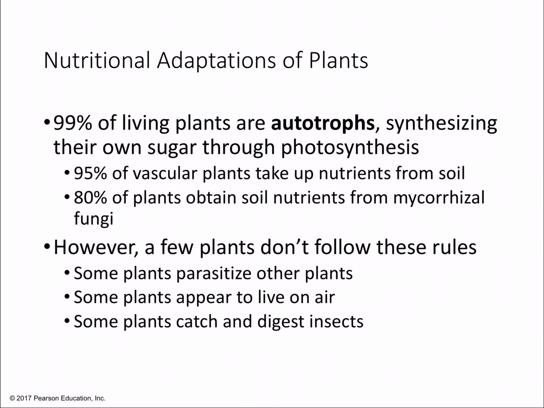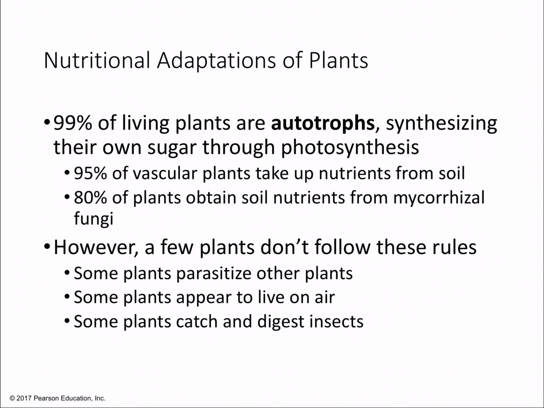And lastly here, 99% of living plants are autotrophs, meaning that they can create their own sugar through photosynthesis. The only exception would be parasitic plants. But by definition, a plant is going to be doing photosynthesis. So 95% of vascular plants take up nutrients from the soil, and 80% rely on that mycorrhizal mutualism. But like I said, there are ones that don't follow that rule.